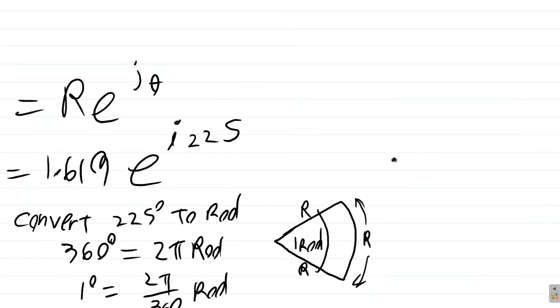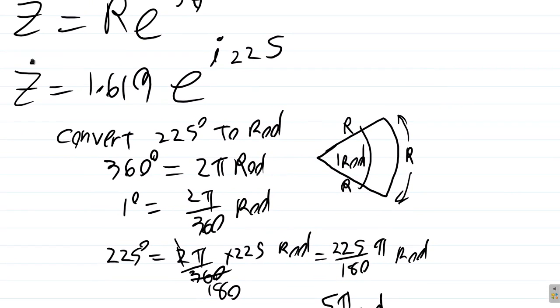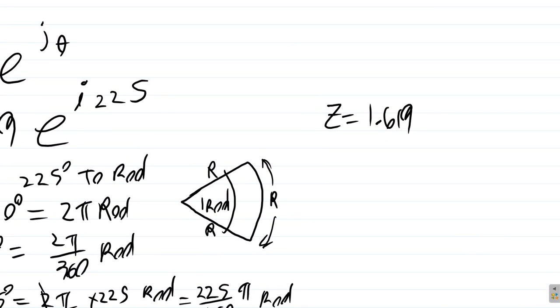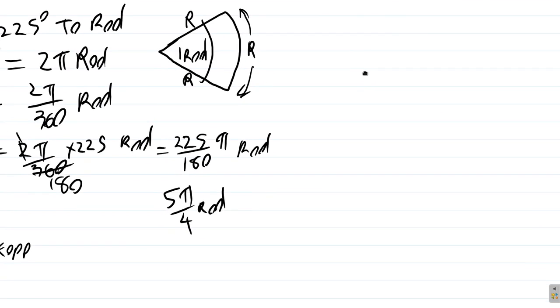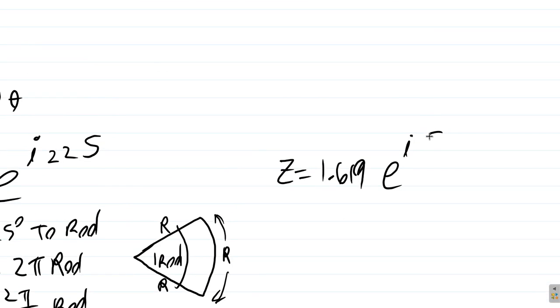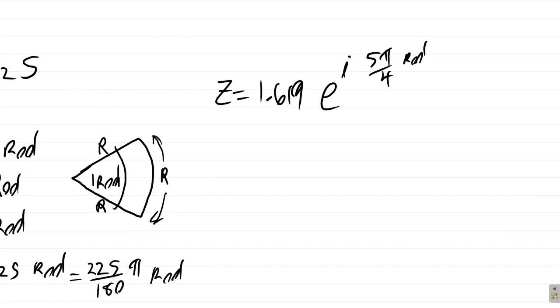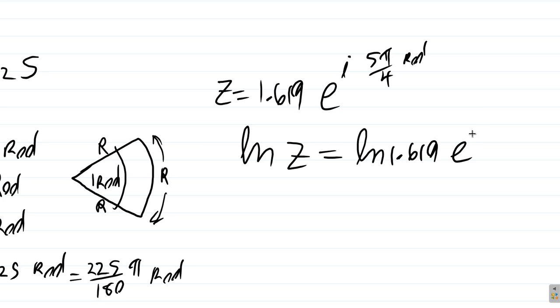So the exponential form using radians would be z is equal to 1.619 e to the i 5 pi over 4 radians. Alright, so we want the natural logarithm. ln z would be ln of 1.619 e to the i 5 pi over 4.